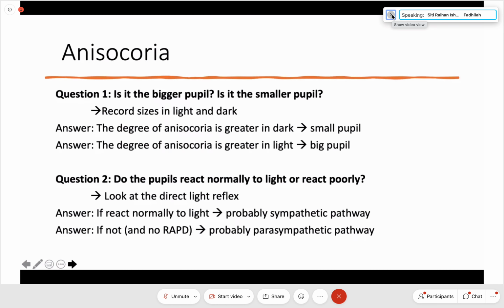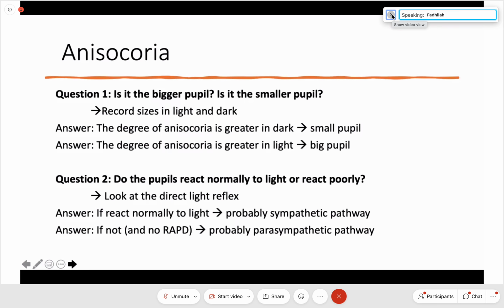Let's move on to anisocoria. These are the two questions that you would ask when you see an anisocoria. Question number one, is it the bigger pupil or the smaller pupil that is not normal? If you look at the pupil, you wouldn't know until you do some maneuver to get the pupil to move. So the first thing you have to do is record the sizes in light and dark, for the right eye and the left eye, first in light.